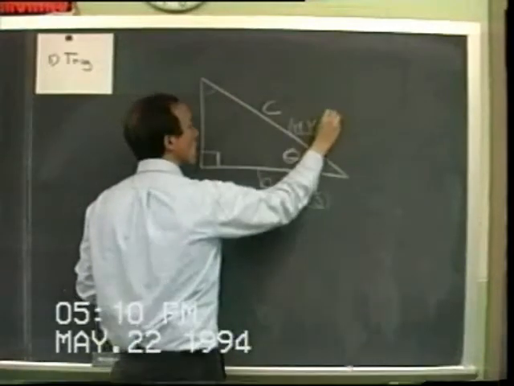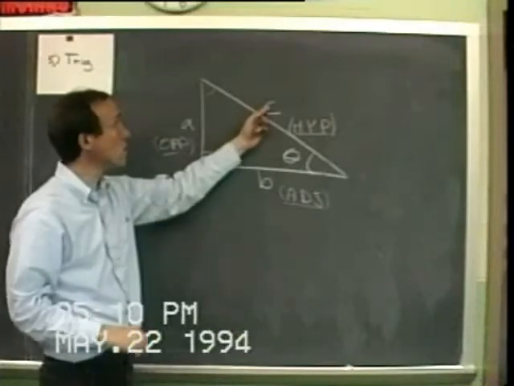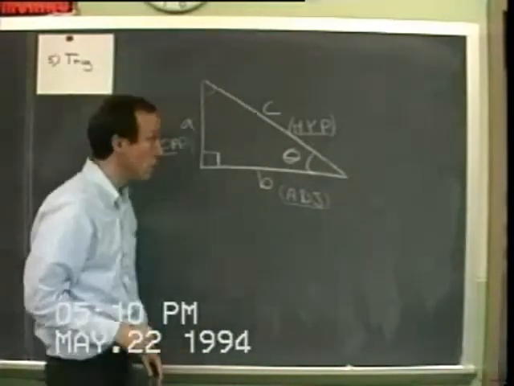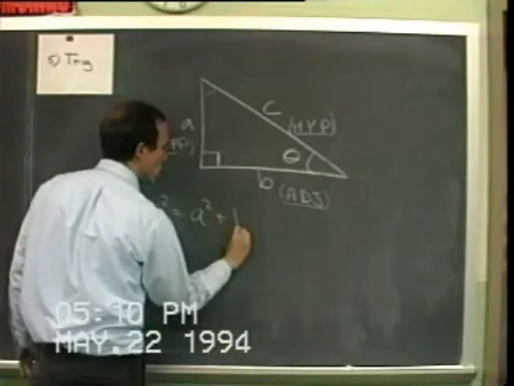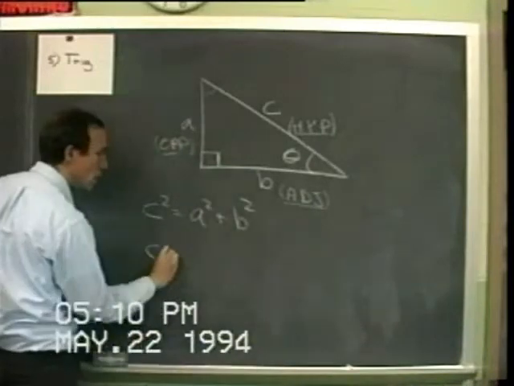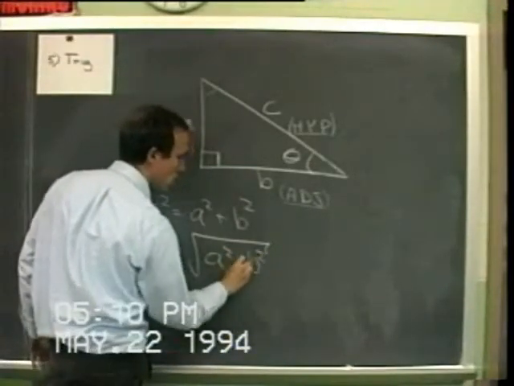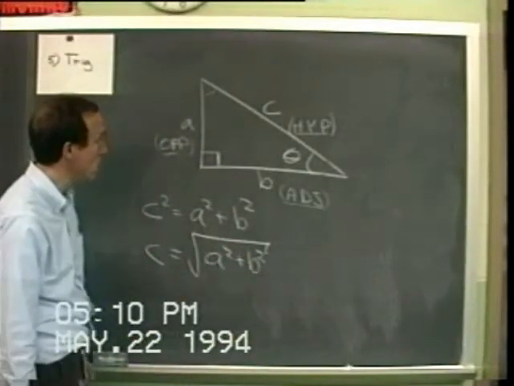And some of the relationships of importance. Pythagorean theorem tells us that the square of the hypotenuse is equal to the sum of the squares of the two sides. C squared is equal to A squared plus B squared, or C is the square root of A squared plus B squared, arrived at from this equation just by taking the square root of both sides.